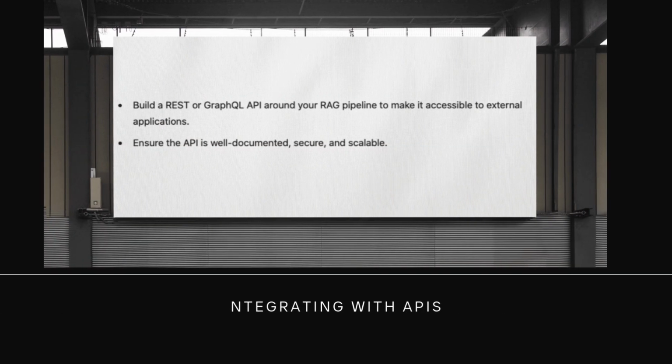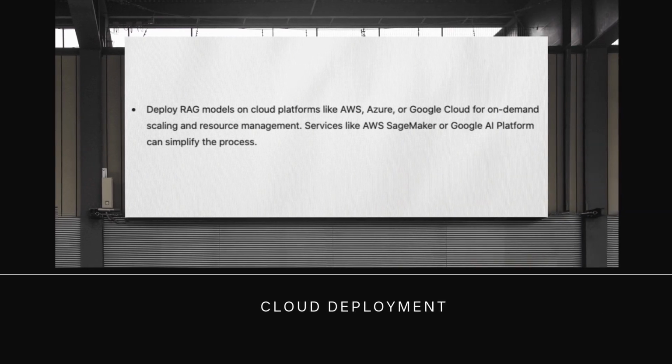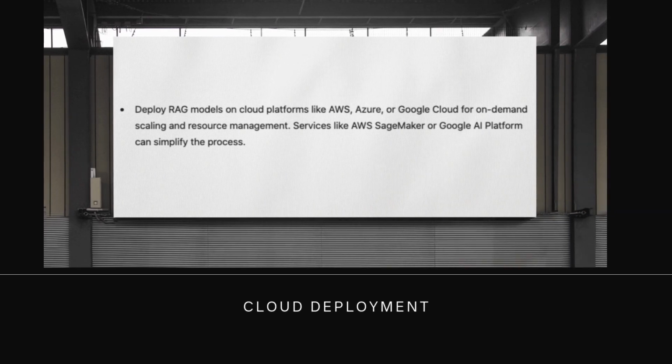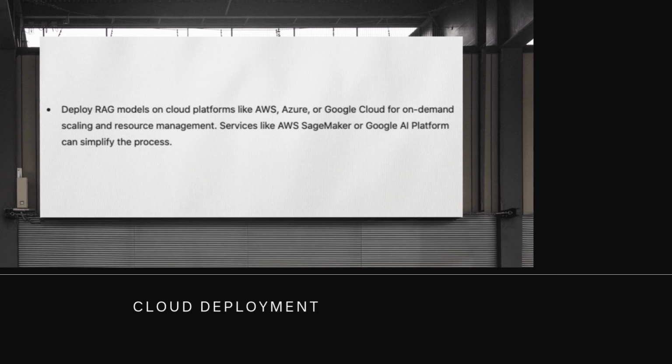Integrating with APIs. Build a REST or GraphQL API around your RAG pipeline to make it accessible to external applications. Ensure the API is well-documented, secure, and scalable. Cloud deployment. Deploy RAG models on cloud platforms like AWS, Azure, or Google Cloud for on-demand scaling and resource management. Services like AWS SageMaker or Google AI Platform can simplify the process.